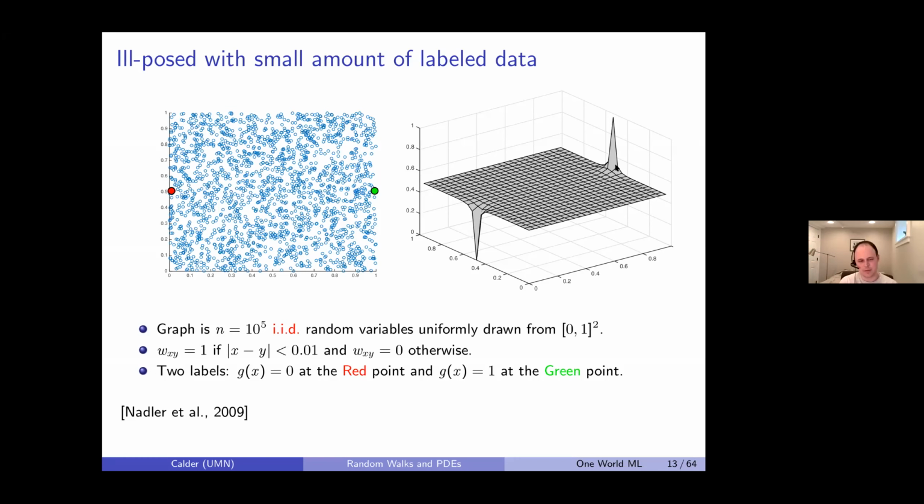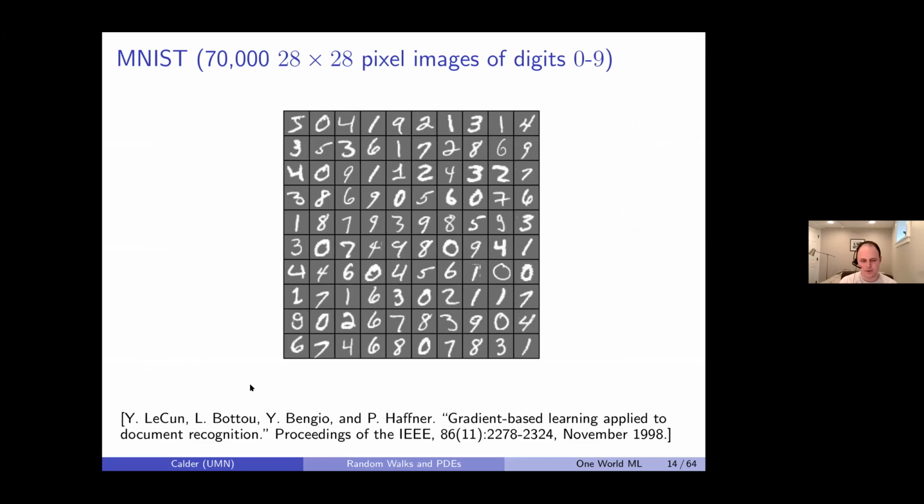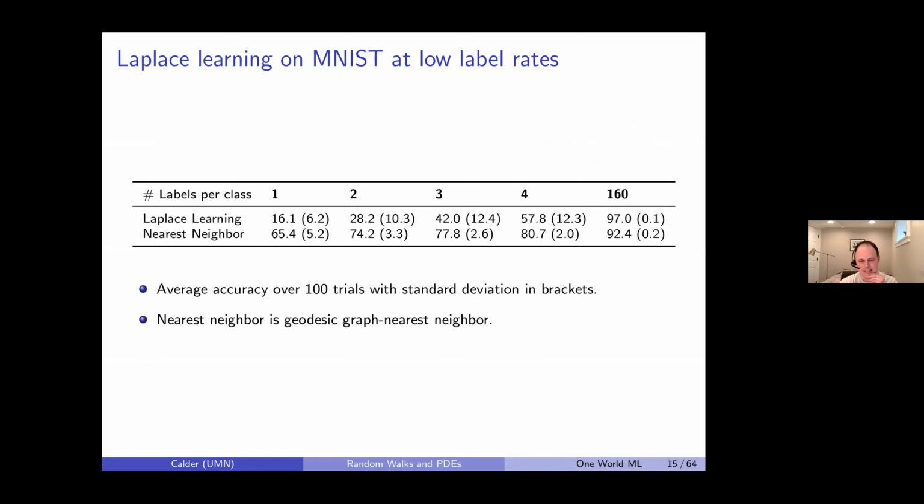This was pointed out by Nadler in 2009. It's not something that's just academic and doesn't show up in practice. It really gives poor results when you apply it to classification at low label rates. So here's an example on MNIST. I'll tell you later how the graph was built. MNIST has 70,000 data points, and so one label per class is pretty close to the example in the previous slide, where it's like 100,000 points and one label.